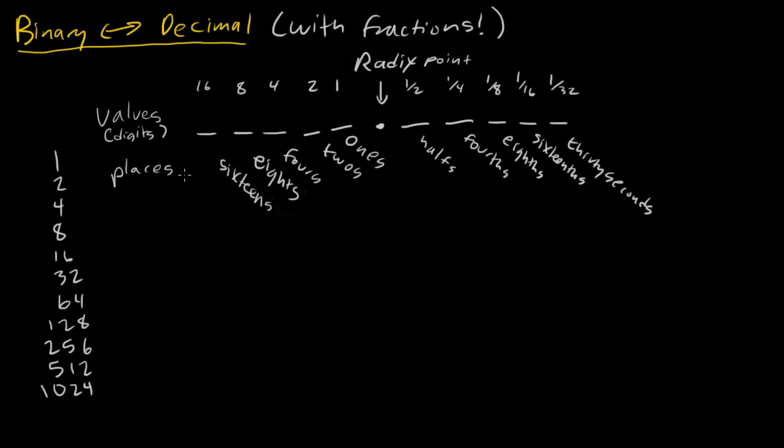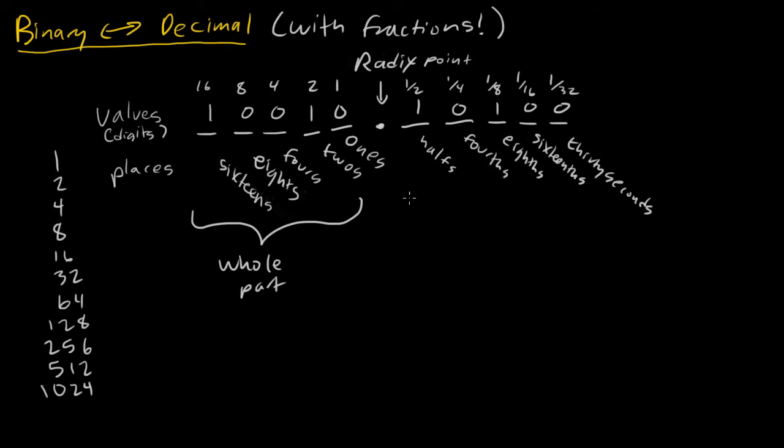Suppose I have some random number here. I'll just say 10010, and then 10100. This number here is going to be, I can just do this really quick, 16 plus 2 in decimal for this part. The way I'm doing this is I'm going to look at these separately. I'm going to look at the left-hand side, which is our whole part, and then I'll look at the right-hand side, our fractional part.